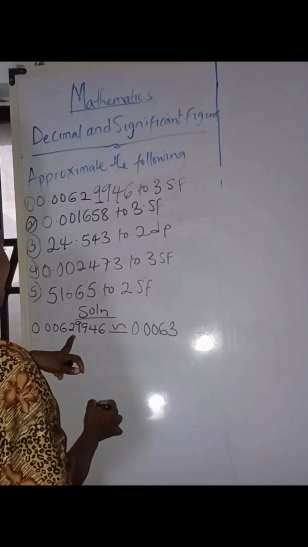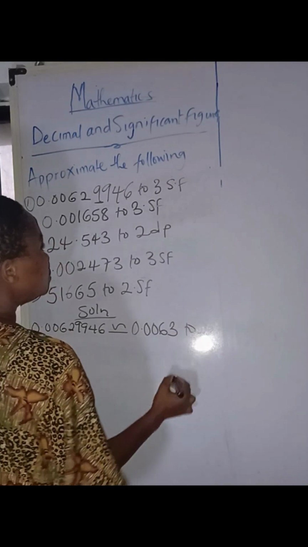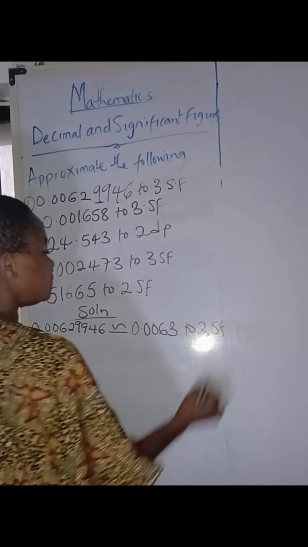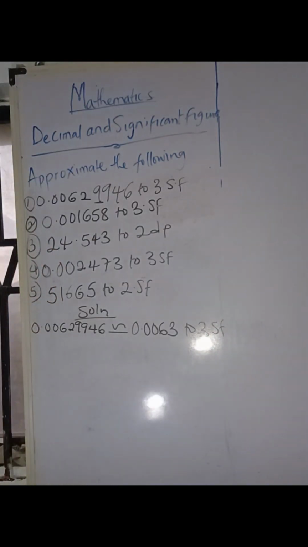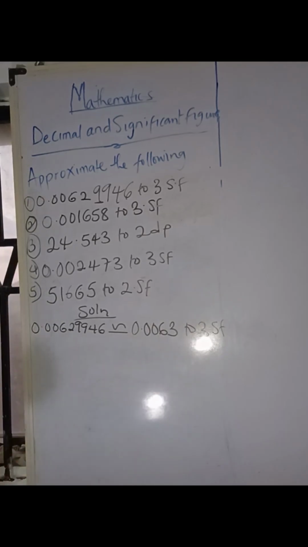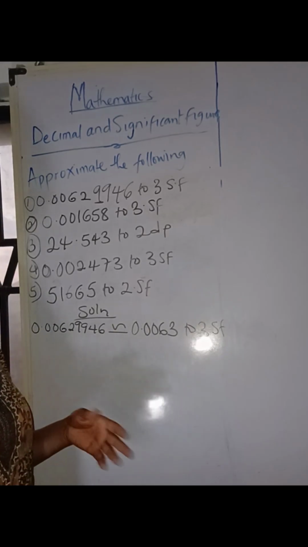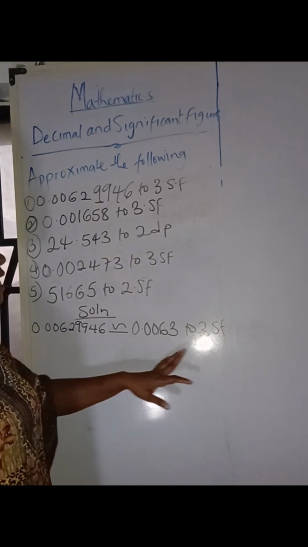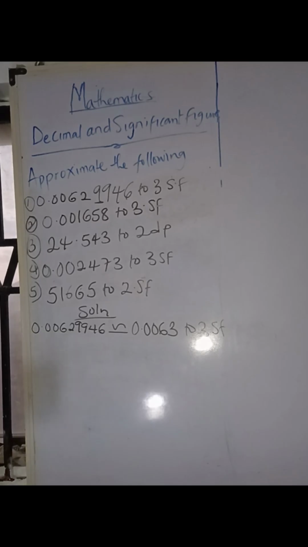0.0063, right? To what? To 3 significant figures. So this becomes our answer. All other digits return to 0. And don't forget that the 0 after the decimal point is not relevant, so we are not writing it. So this is our answer to 3 significant figures.